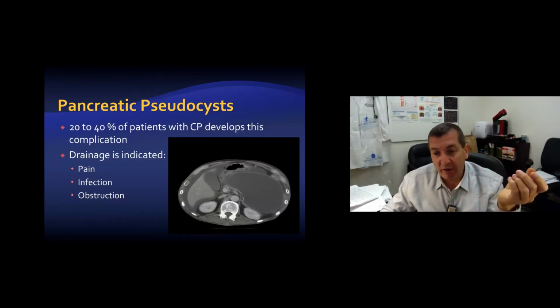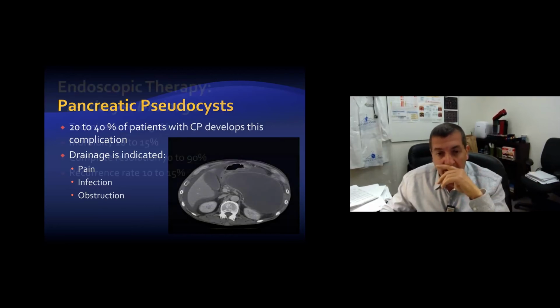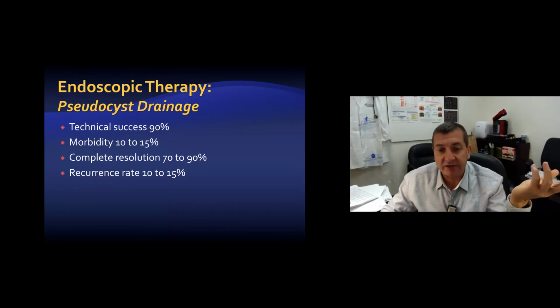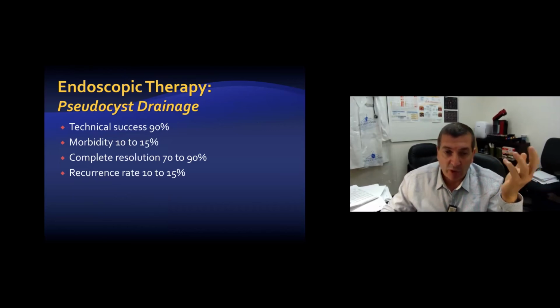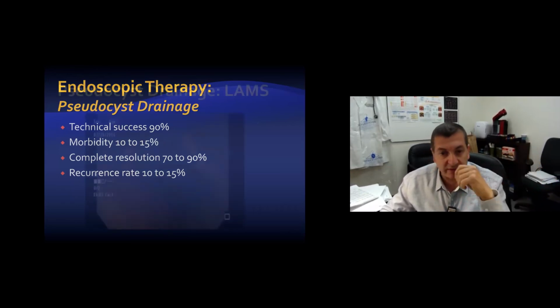This is an example of a large pseudocyst. As you can see here, the stomach is compressed, with a little bit of air in the stomach, and you can see it's very close to the stomach wall, and you can deploy a stent. The technical success is 90%, morbidity is low, and complete resolution is up to 90%. Obviously, there is some recurrence rate, which is 10 to 15%.